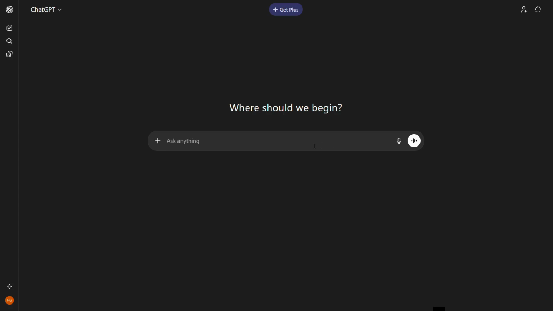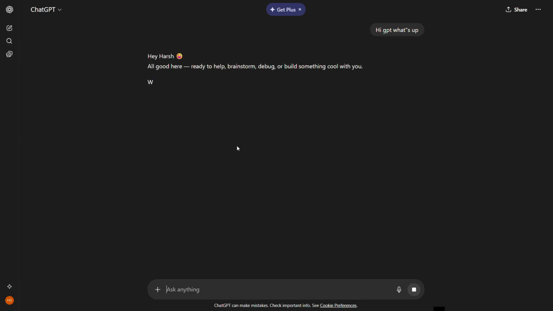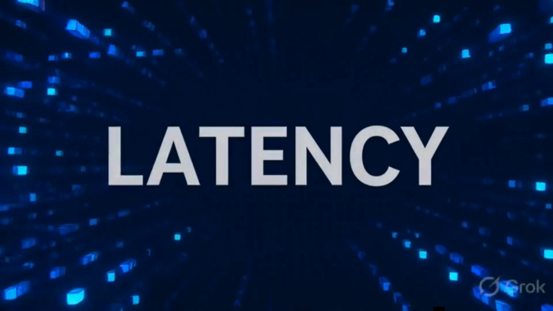Have you ever wondered why ChatGPT types its answer instead of just showing it all at once? Believe it or not, it's not a stylistic choice to make it look human. It's a clever hack to hide one of the biggest engineering hurdles in AI: latency.